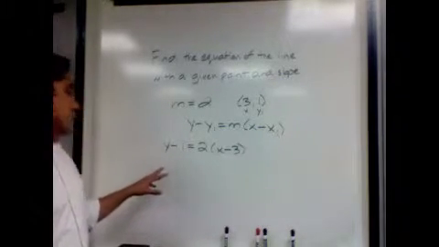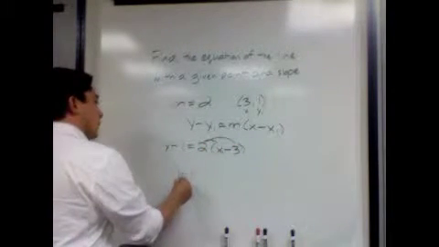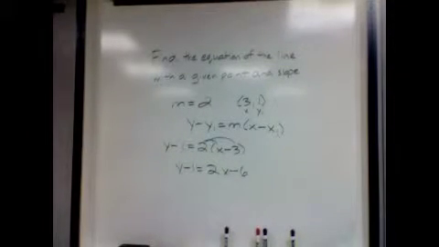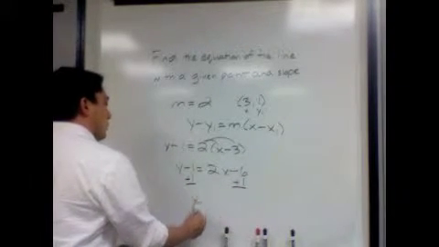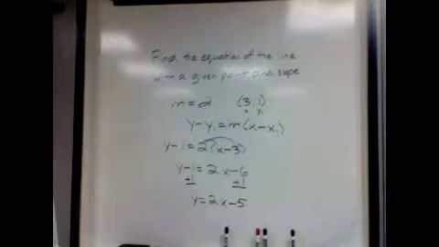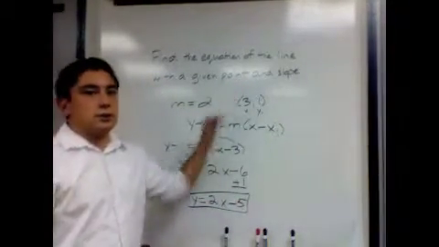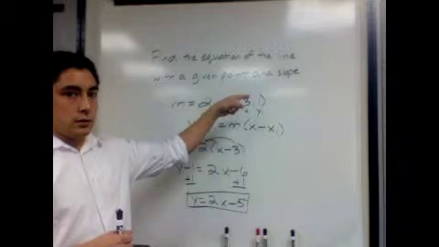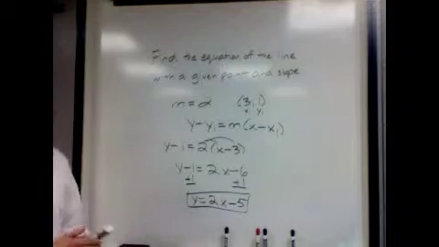Okay? So now, we're going to distribute the 2. y minus 1 is equal to 2x minus 6. And lastly, to get y by itself, we just add 1. So you get y equals 2x minus 5. And there you have it. This is the equation of a line that has a slope of 2 and it crosses through the point 3, 1. So again, to find the equation of a line with a point and a slope, put it in point-slope form, and then get y by itself. Okay? Simple as that. So good luck with that.